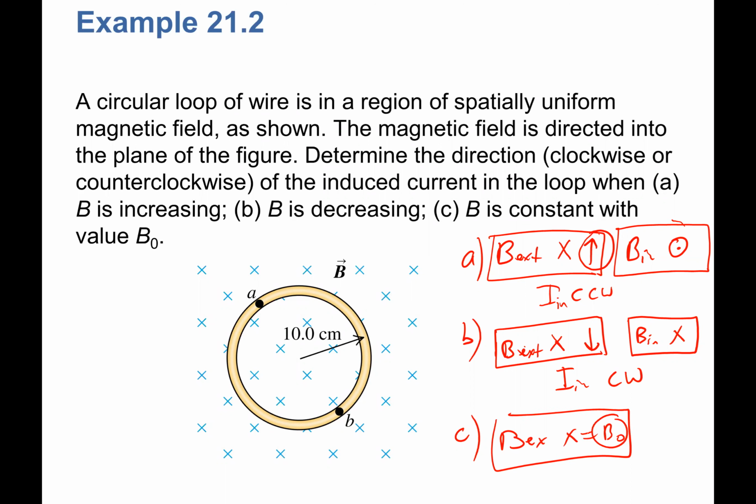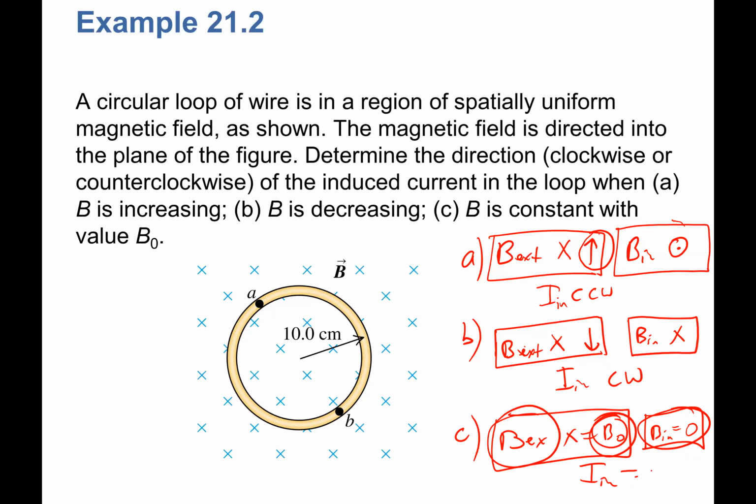All right, for C, what happens if the external B is into the page, but constant, some constant value B naught? Well, if it's constant, doesn't change, what is then B induced? Well, it's zero. Why is it zero? Because there's nothing to restore. Your value doesn't change as a function of time. Remember, this is not fighting the magnetic field that is there. It's fighting the change in that magnetic field. But if nothing is changing, there is no induced magnetic field needed for that.